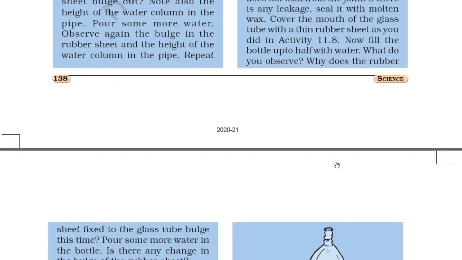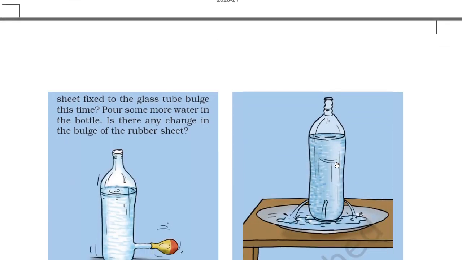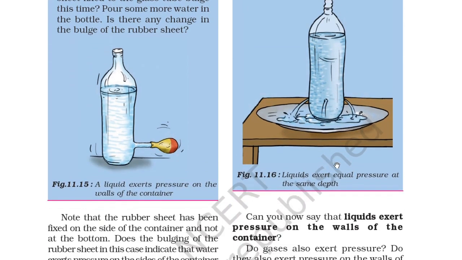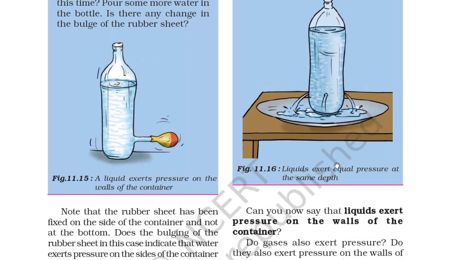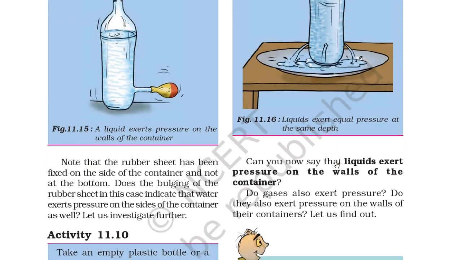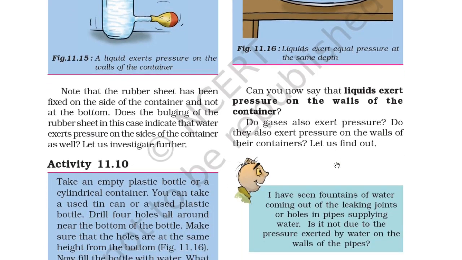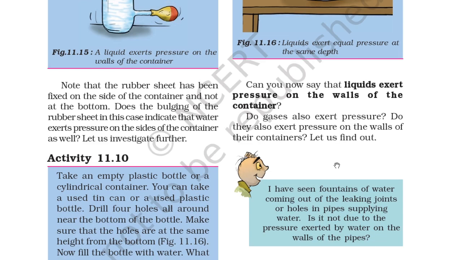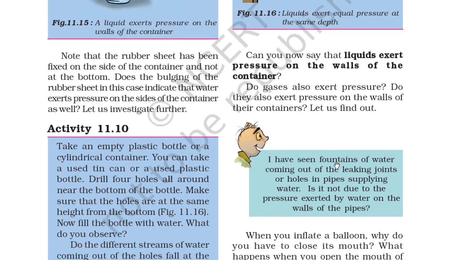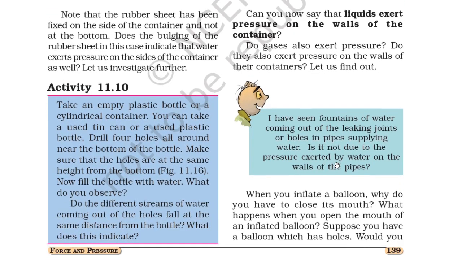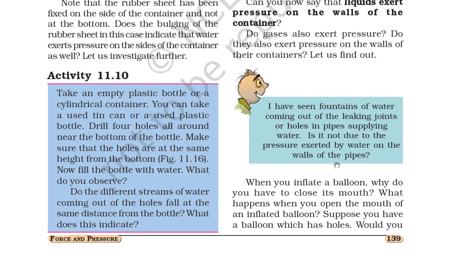What do you observe? Why does the rubber sheet fixed in the glass tube bulge this time? So you can see, pour some more water in the bottle. Is there any change in the bulge of the rubber sheet? So you can see water exerts pressure on the wall of the container. So you can see in figure 11.15. Note that the rubber sheet has been fixed on a side of the container and not at the bottom. Does the bulge in the rubber sheet in this case indicate that the water exerts pressure on the side of the container? Let us investigate further. Activity 11.10. Take an empty plastic bottle or a cylindrical container. You take a used tin can or a used plastic bottle.